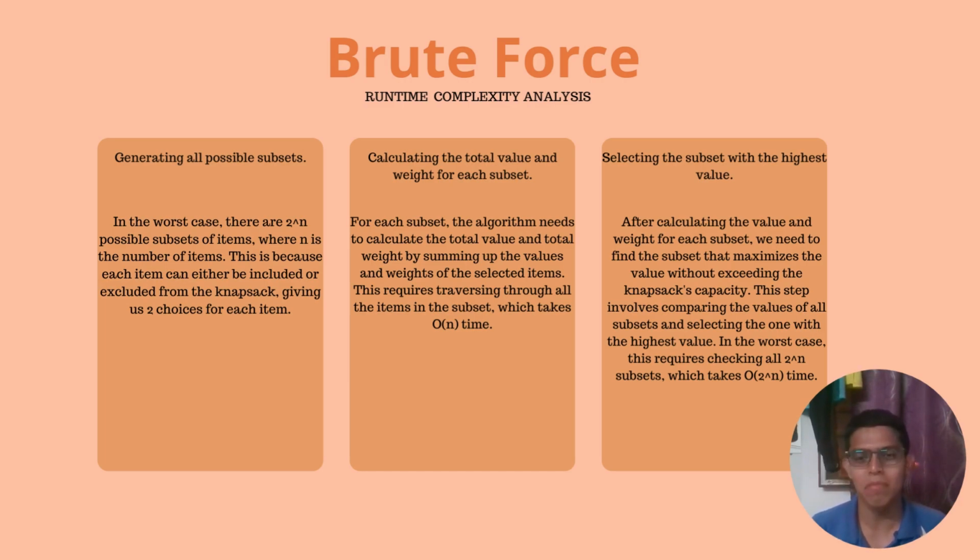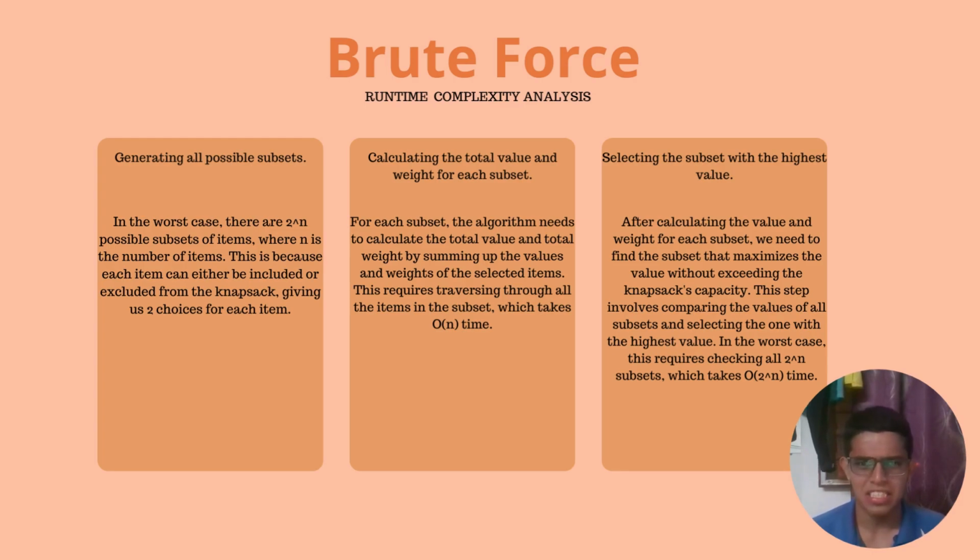And the second step is calculating the total value and weight for each subset. For each subset, the algorithm needs to calculate the total value and total weight by summing up the values and weights of the selected items. This requires traversing through all the items in the subset, which takes O(n) time.